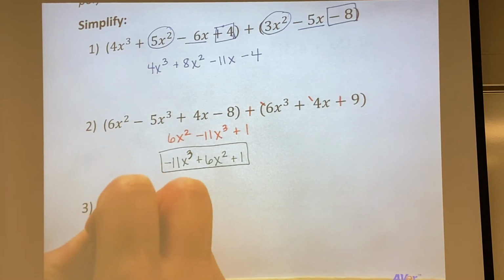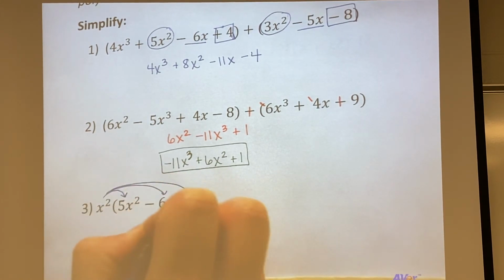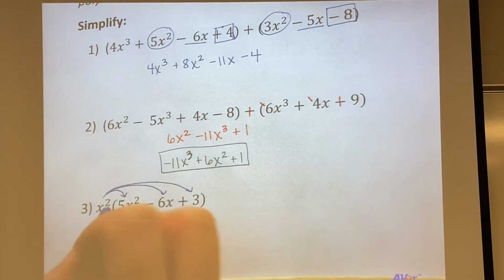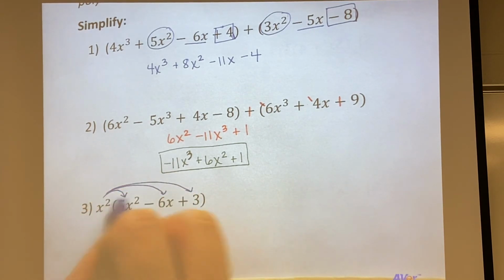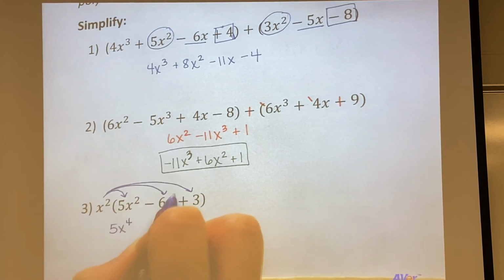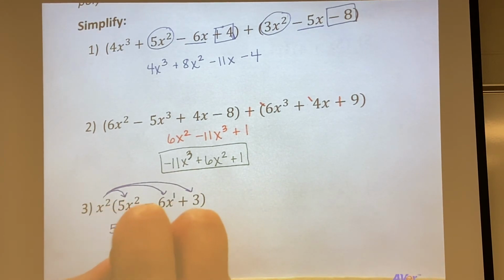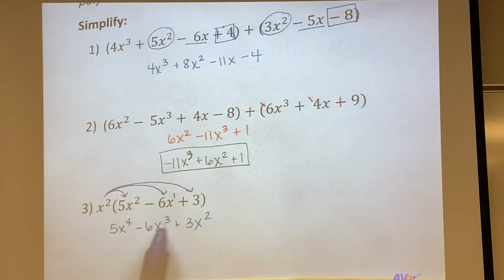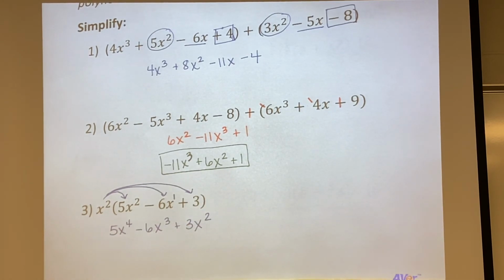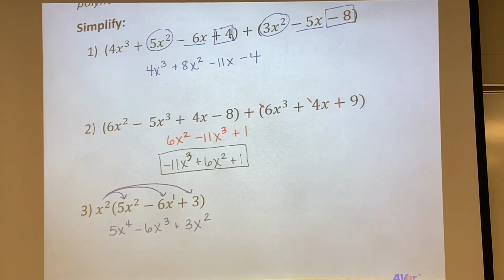All right, we are going to distribute the x squared to all of those terms. When we are multiplying, we're going to add our exponents. We learned that in our exponents unit that we just did. So 5x to the 4th. We do x squared times negative 6x. Again, this is a 1, so 1 plus 2. We have negative 6x cubed. And then plus 3x squared. We don't have any exponents that are the same, so nothing else to simplify. Our largest degree is first, so that's our final answer.